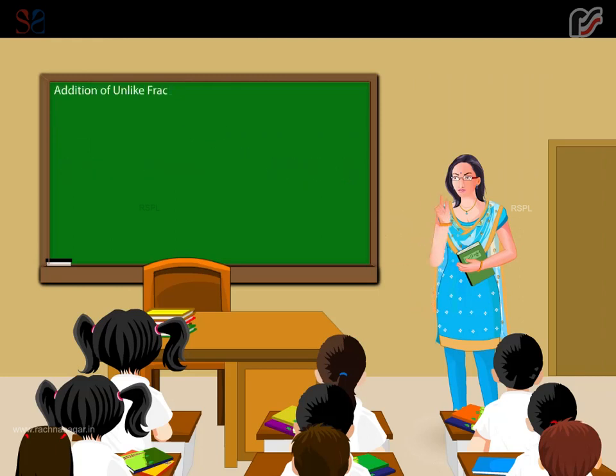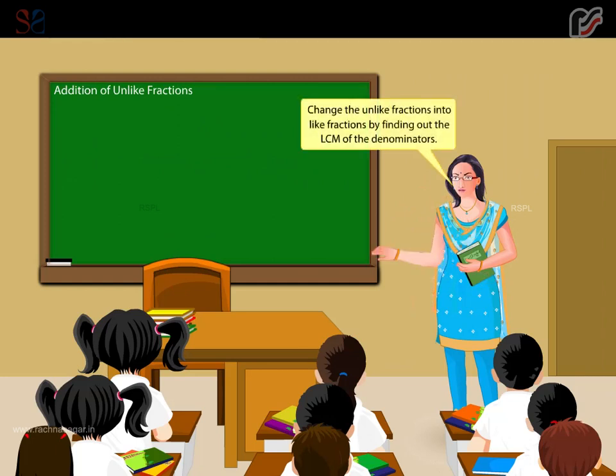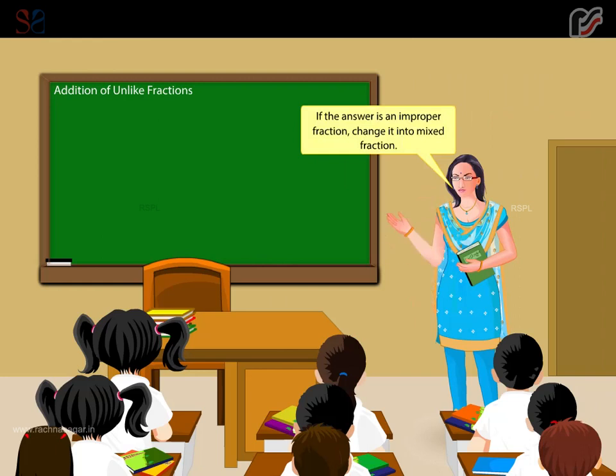Addition of unlike fractions. To add unlike fractions, we change them into like fractions. Change the unlike fractions into like fractions by finding out the LCM of the denominators. Add the new numerators and write it as the resulting numerator. Write the LCM as the denominator. If the answer is an improper fraction, change it into a mixed fraction.